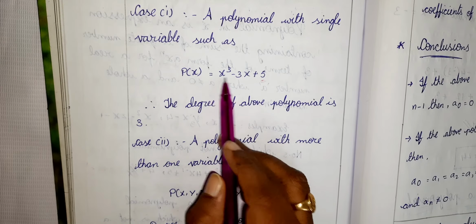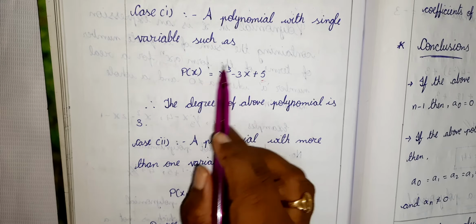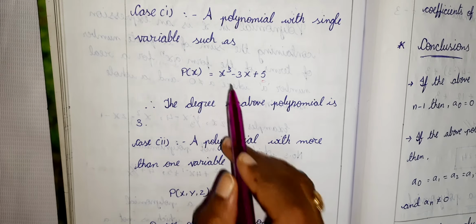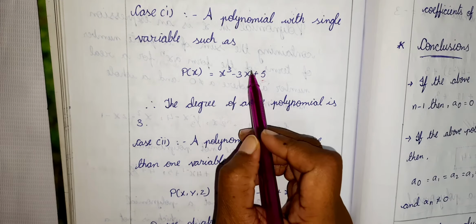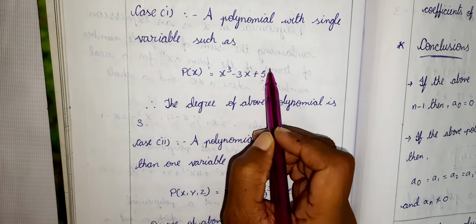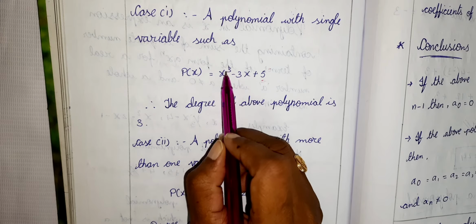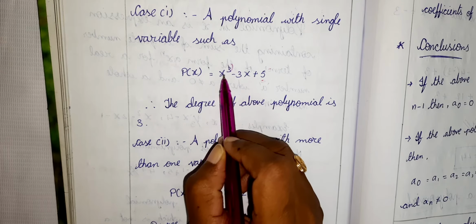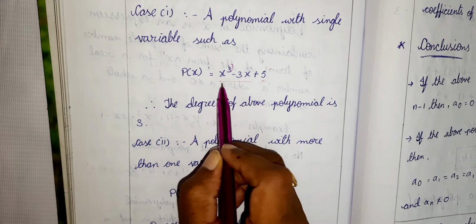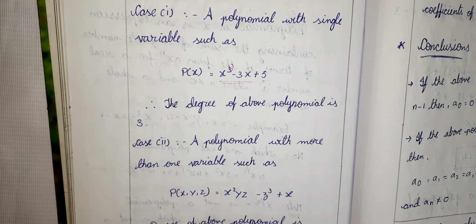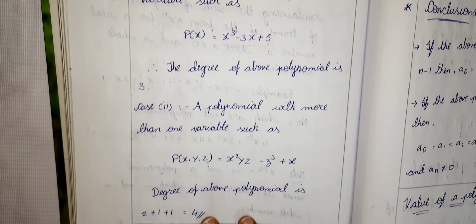Now see, the variable terms are only x. Right, here in this case, what is the degree? See the power here. Power here is 1. Power here is 0. Right, power here is 3. The highest power. That means the degree of this polynomial is 3. Degree of this particular polynomial is 3.